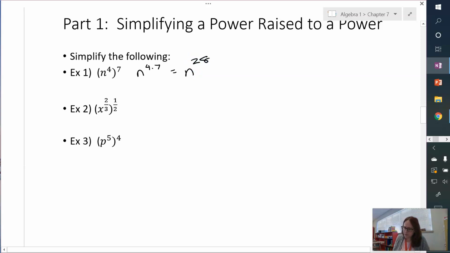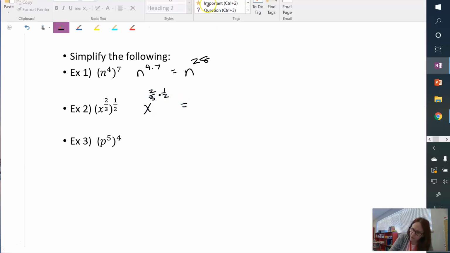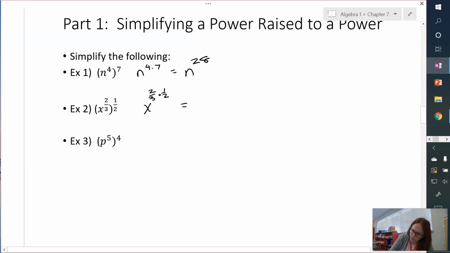Example 2, this time I've got x to the 2/3 raised to the 1/2. So multiply your exponents together. So this is going to be x to the 2/3 times 1/2. And those 2's, when I multiply them, the 2's cancel. So I'm going to get x to the 1/3.